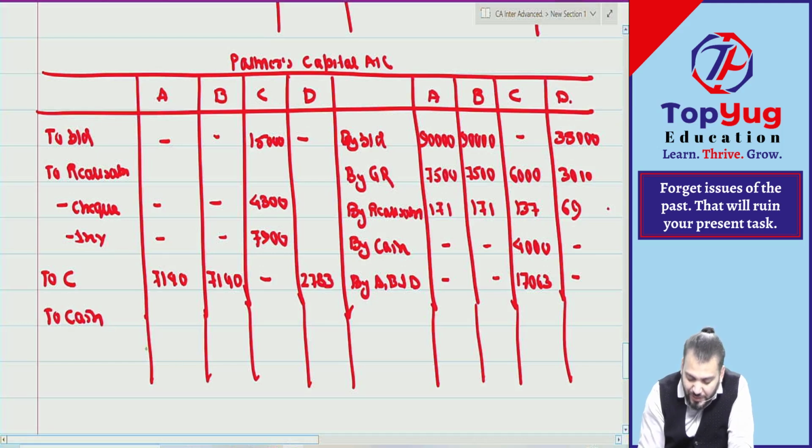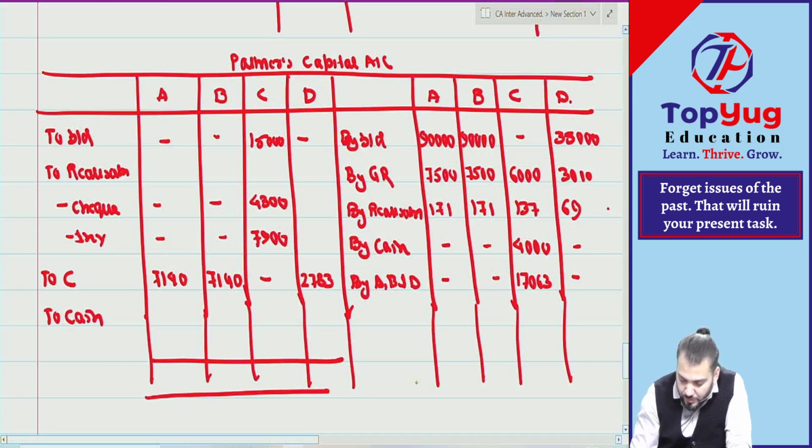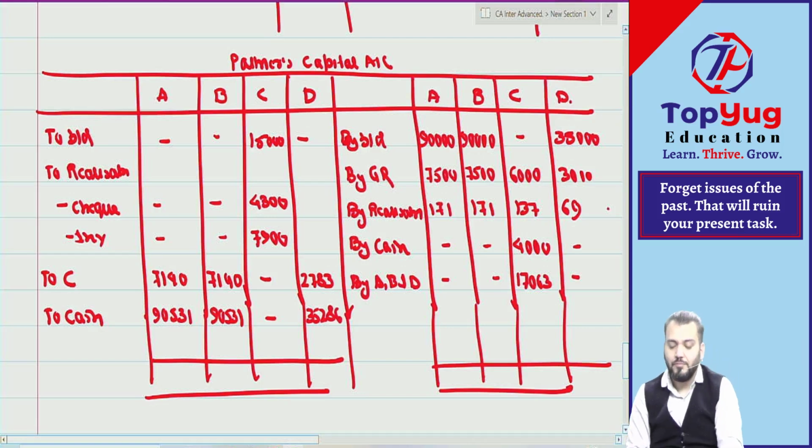This will be settled in cash. How much? 90531, 35,286. Done. Post it in the cash account. Automatically the cash account will tally.